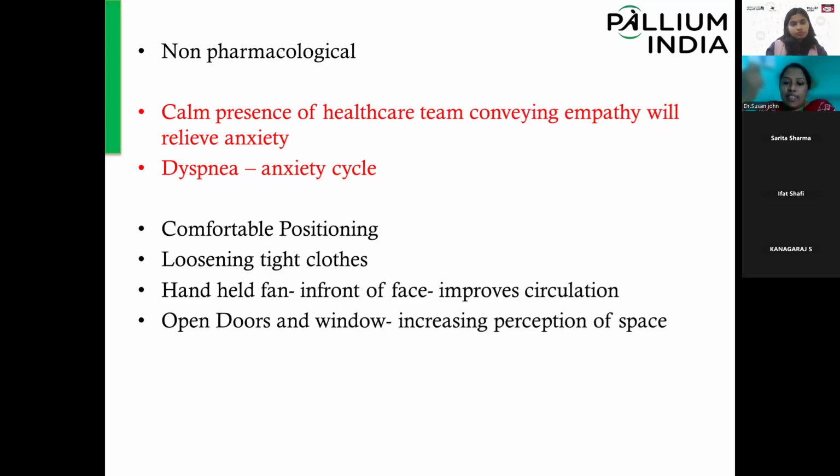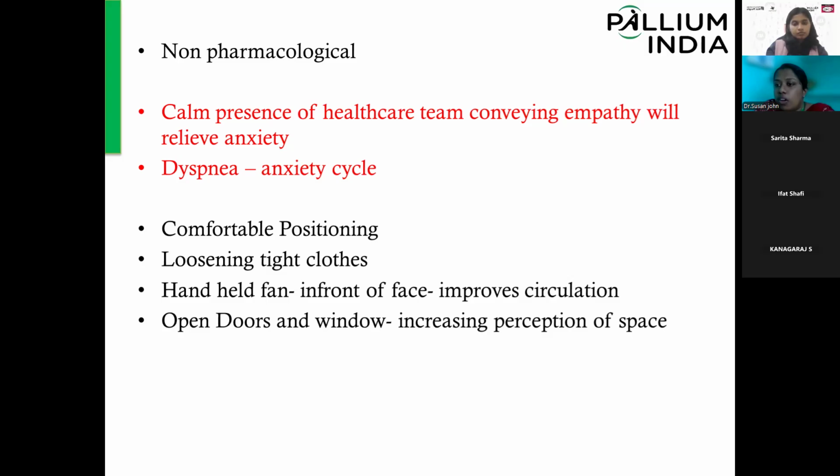And a handheld fan. It is not 100% beneficial to the patient, but sometimes it may work. You can use a handheld fan in front of the patient's face. It will improve the air circulation and reduce the breathlessness. And we can open the doors and windows. That will increase the perception of space, and that itself decreases the breathlessness. So these are the non-pharmacological measures you have to consider for the initial management of breathlessness.